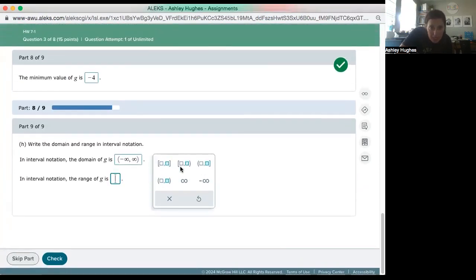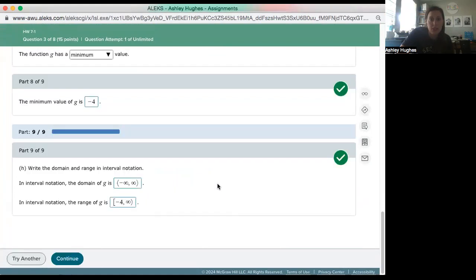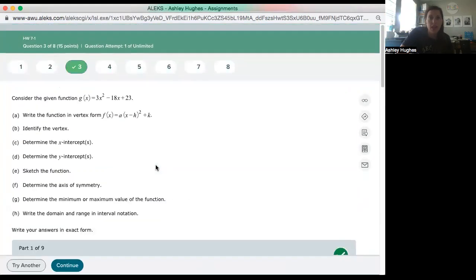So we're going to say negative 4 is included. And then infinity, for infinity, the bound, you always use open parentheses. Check that. Okay. So that is how you graph a parabola.